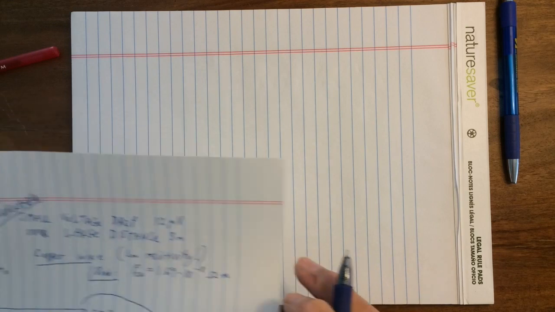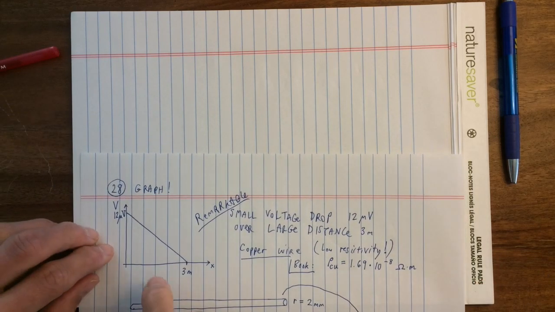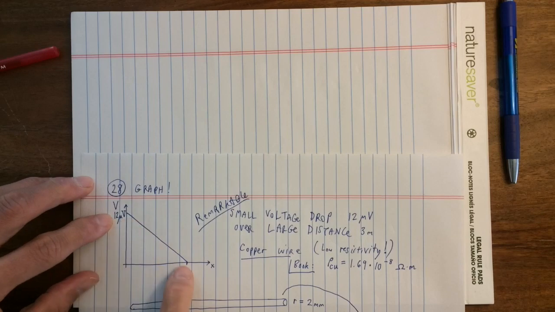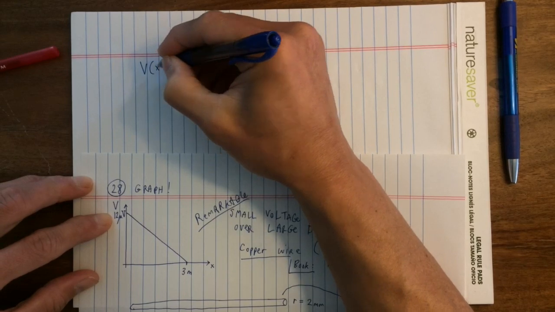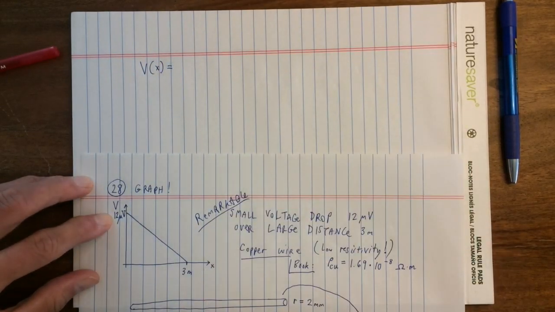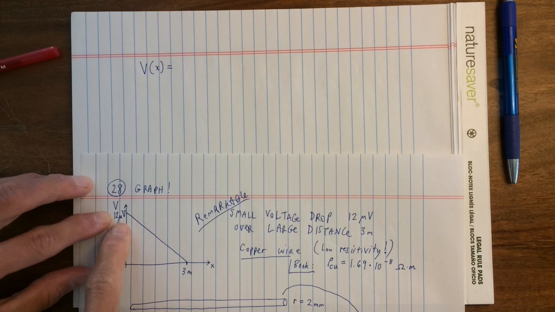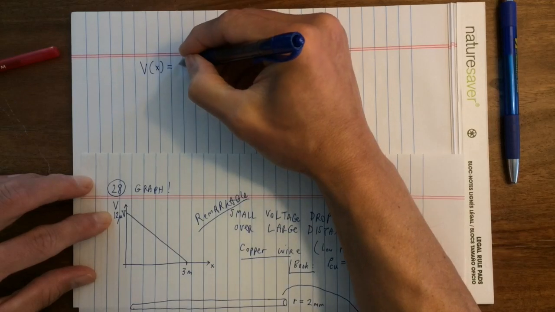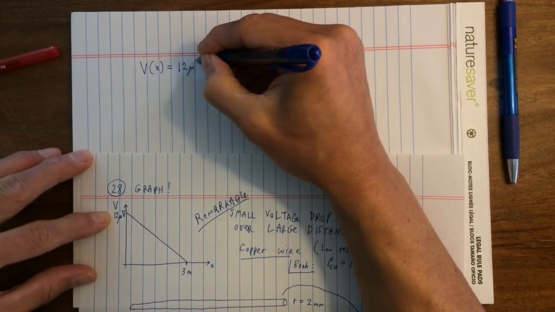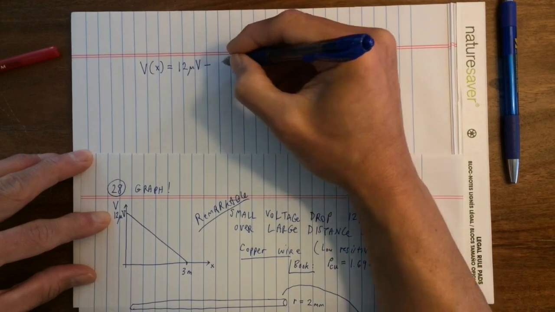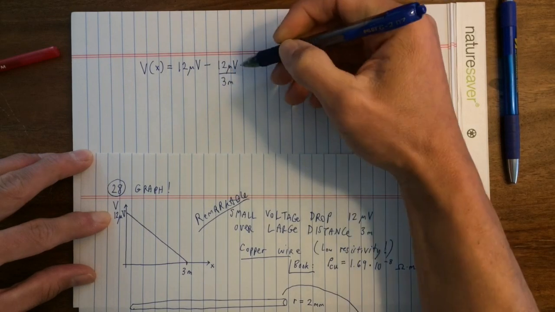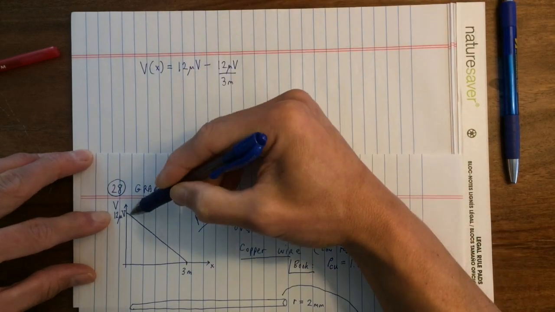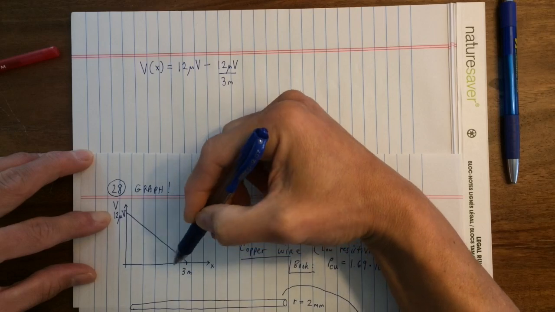All right. So another way to think about number 28 is to look at this function. It says that v of x is equal to, so you get 12 microvolts of a drop. So watch this. I'm going to make a function. It's 12 microvolts minus 12 microvolts over 3 meters, right? That's a slope. So I drop 12 over running 3 meters, right?